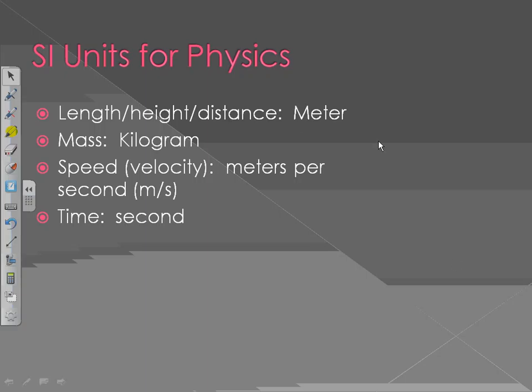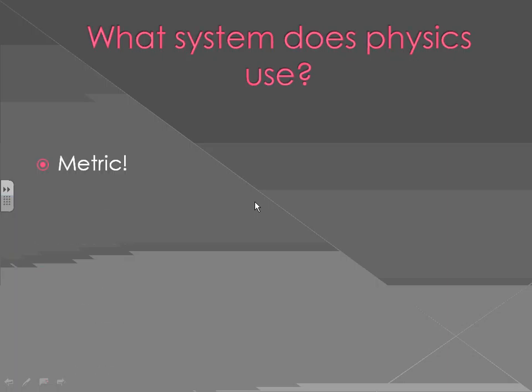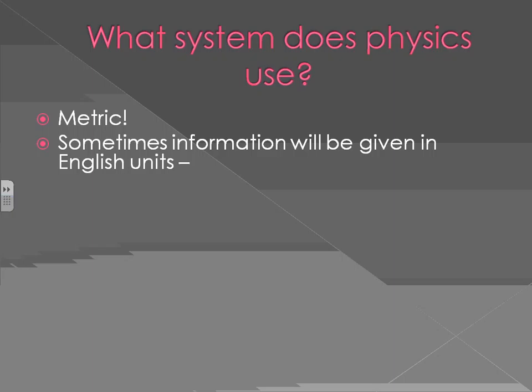It's things like meters, kilograms, meters per second. Time will be in seconds. Does that look like the standard or the English system? No, that one's going to be the metric. All right, so what system does physics use? Definitely the metric every time.